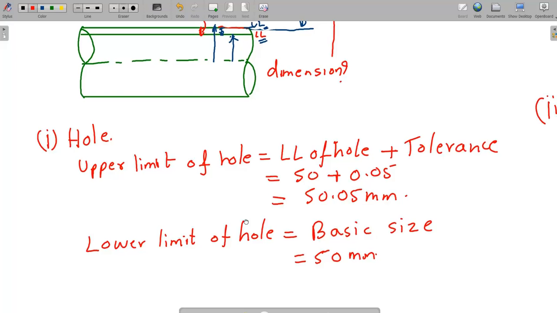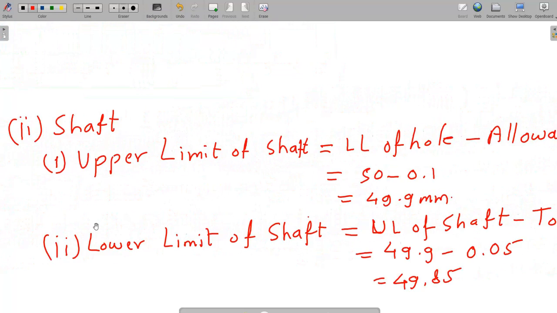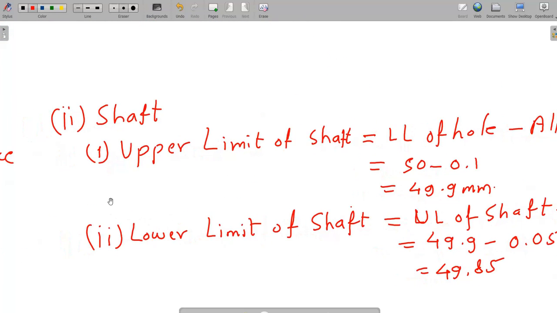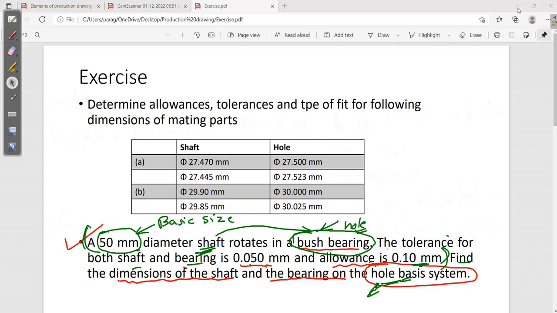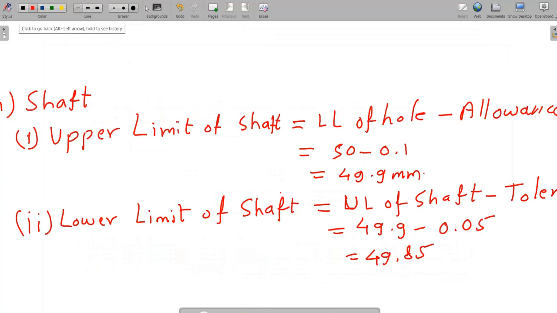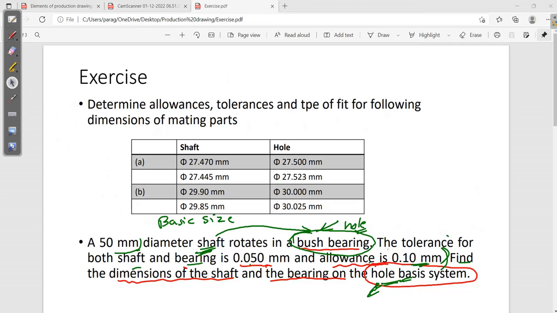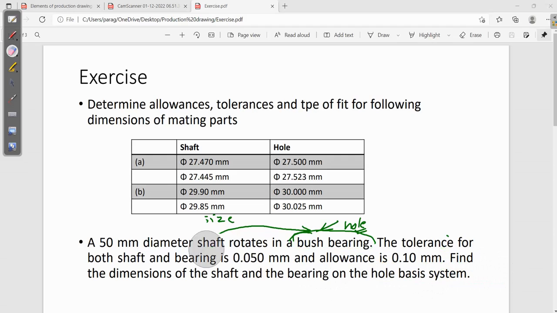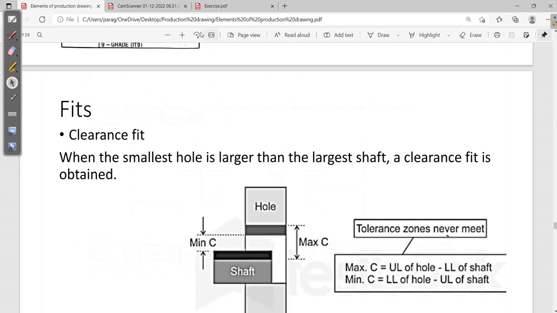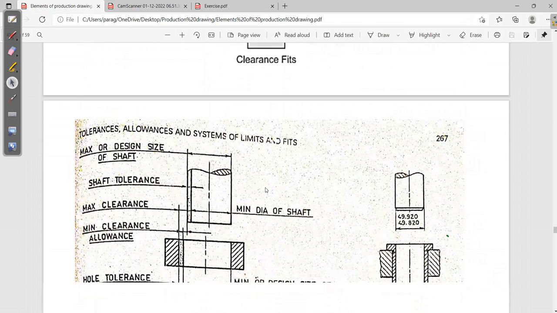So I have already finished dimensional tolerances. The next thing we will discuss is about surface finishing, surface roughness, you can say.